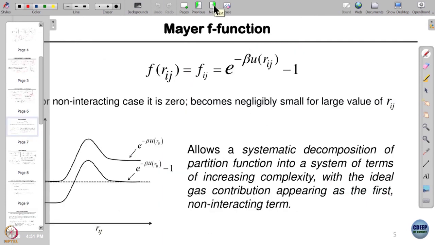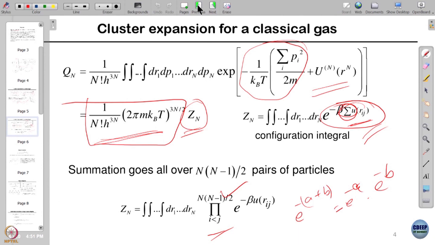Now the difficulty of doing this integration was that, with the potential, unfortunately, at long distance the potential goes to 0, and e to the power minus that potential goes to 1. That is bad news for us, because I have to integrate something which is less than 1 at short distance, e to the minus beta u can be greater than 1 at intermediate distance, but then tapers off to 1. It is a very complex function, e to the power minus beta u_ij.